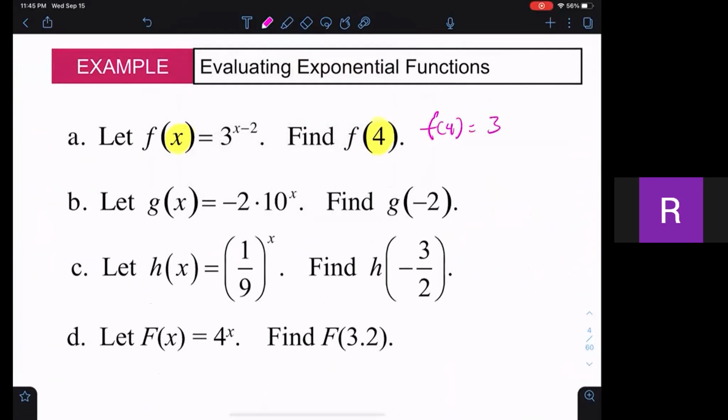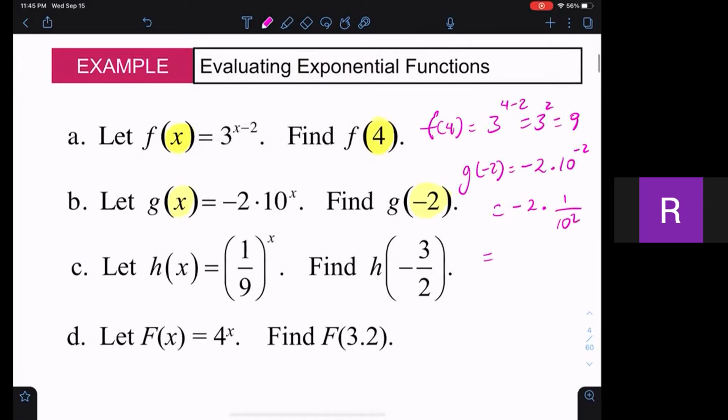So this is going to be 3 to the 4 minus 2, which is 3 to the 2, which is going to be 9. Then negative 2, you plug that here. So it's going to be g of negative 2. That's going to be negative 2 times 10 to the negative 2. You're going to have a negative exponent, so that's 1 over 10 to the second power. Then this is equal to negative 2 over 100. You simplify that, you get negative 1 over 50. You should get that.